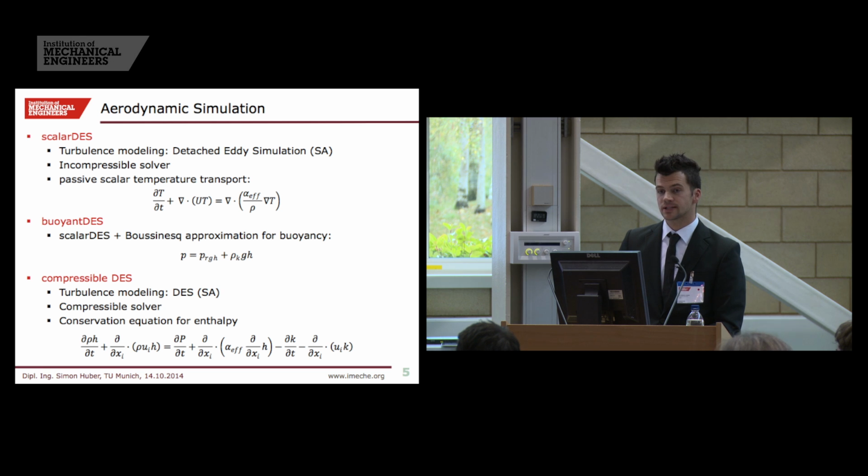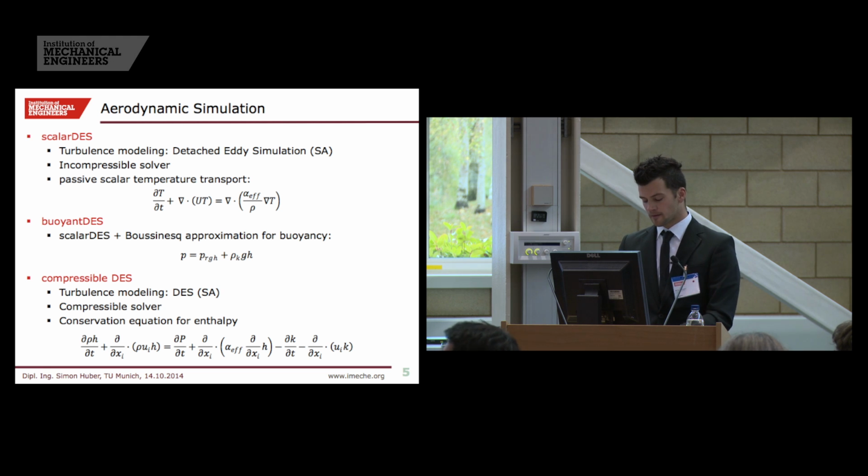The second one is called the buoyant DES. This is also an incompressible solver. It's basically the scalar DES solver, but now we're considering buoyancy effects in the momentum equation. Here the density is not constant anymore, but dependent on the temperature. And the last approach, which is the physically most correct approach, is a compressible solver. We're also using the DES turbulence model, but we are solving the conservation equation for enthalpy and, of course, the equation of state for our ideal gas.